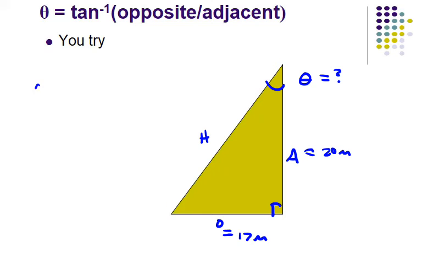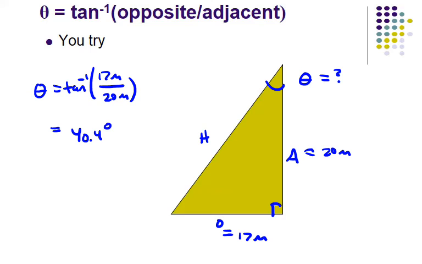Okay. So inverse tangent, opposite 17 meters over the adjacent 20 meters, and we get 40.4 degrees, and so that is the angle over here.